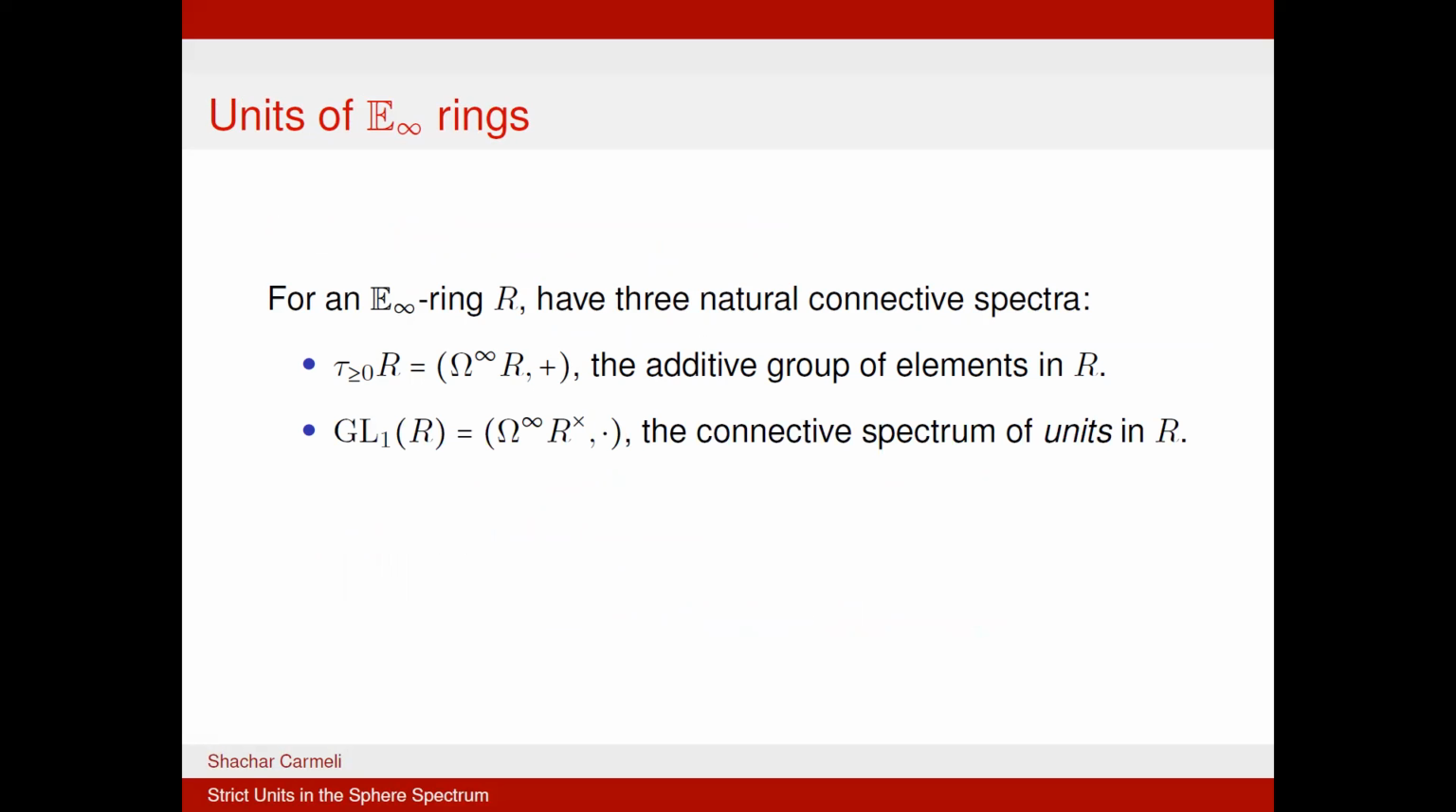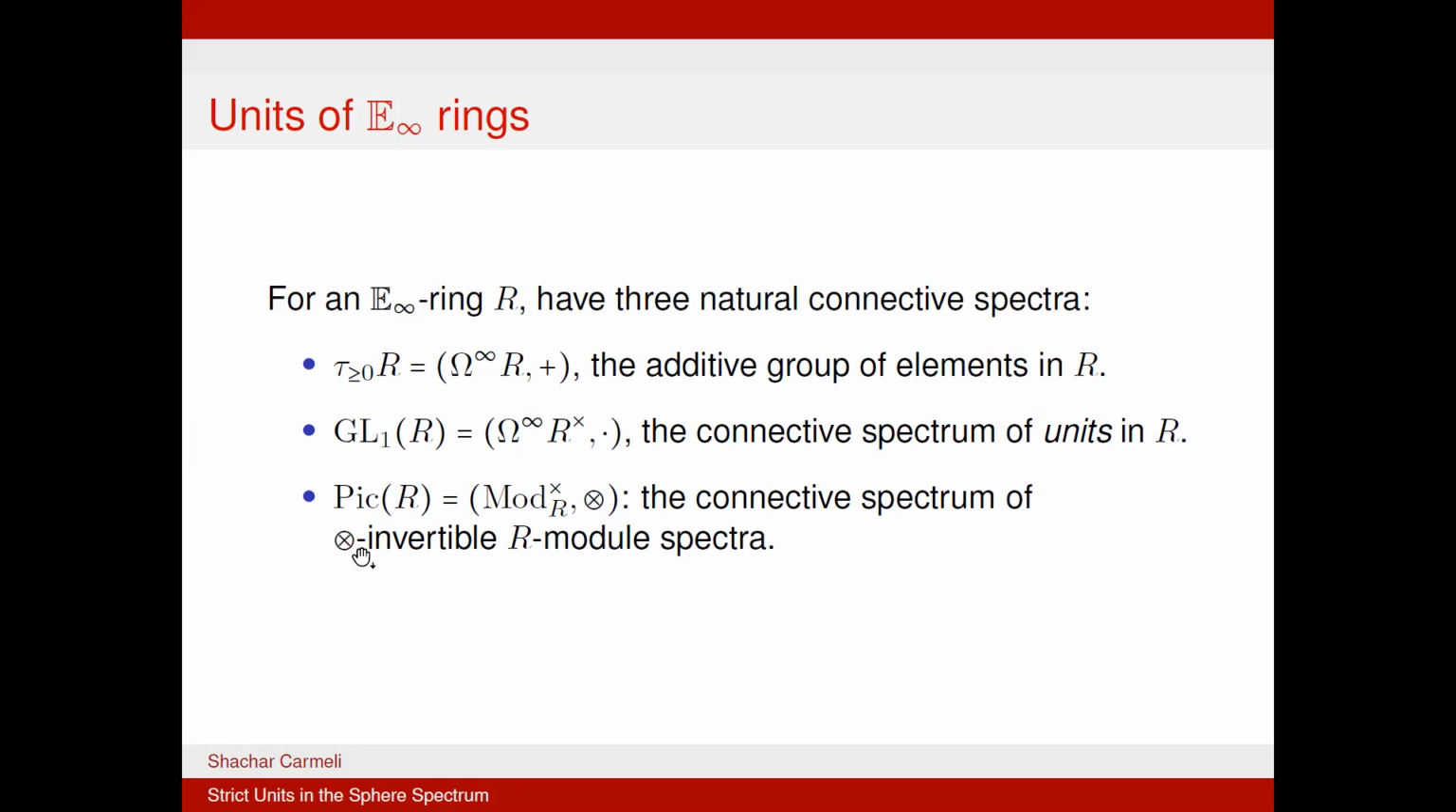Another one is GL1 of R, or the multiplicative group of R, or the group of units of R, which is a subspace of the underlying space consisting of those elements which are invertible up to homotopy with respect to the multiplication. And the spectrum structure, or the multiplication, is given by just the multiplication provided by R. So that's GL1 of R. It's a subspace of the connective cover when we forget the spectrum structure. But of course, the spectrum structure makes it much richer.